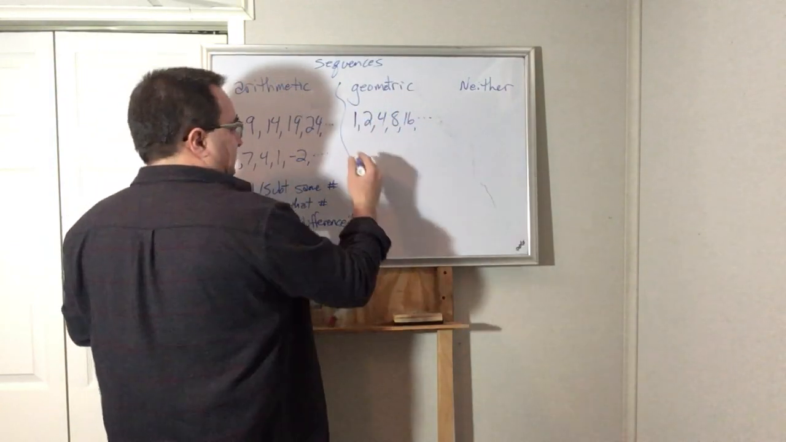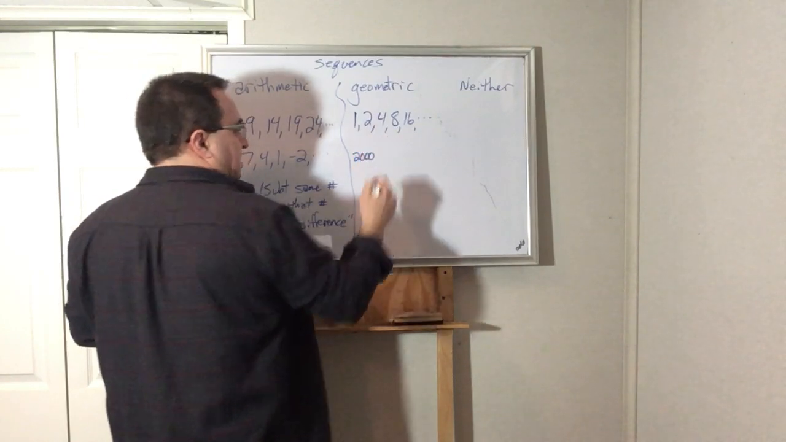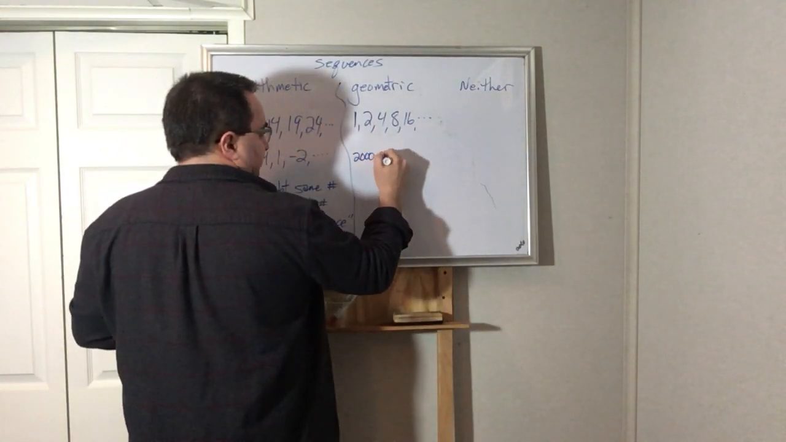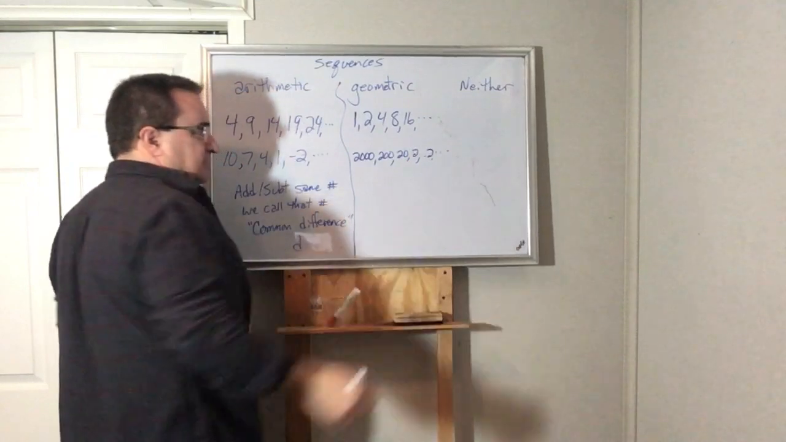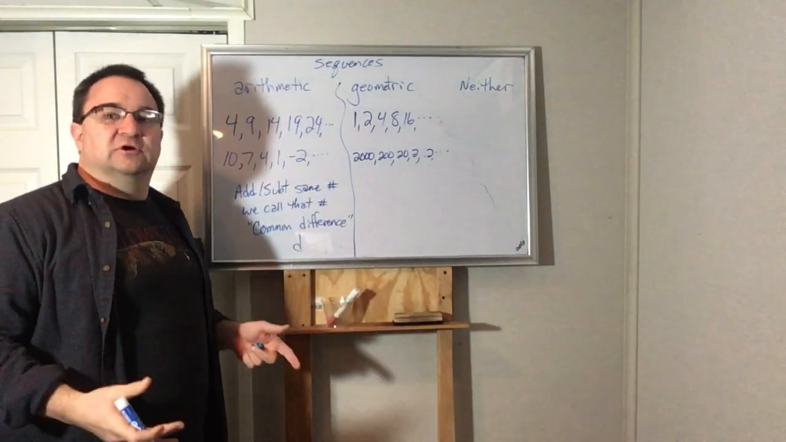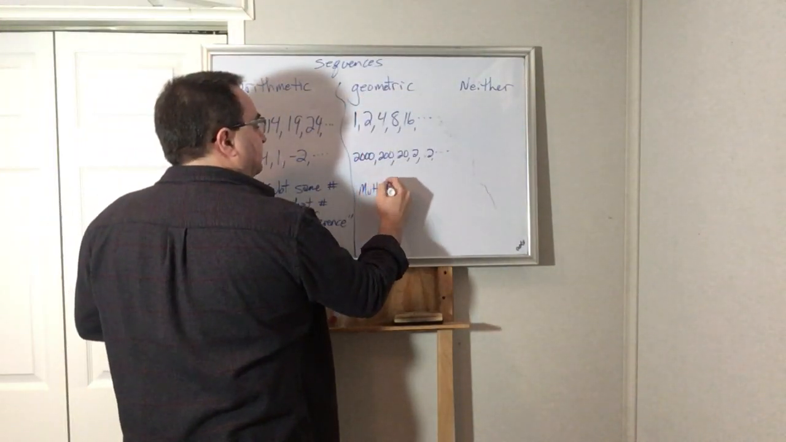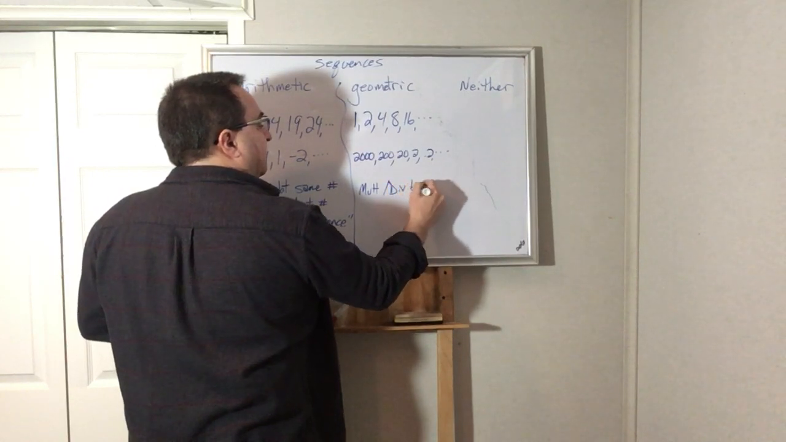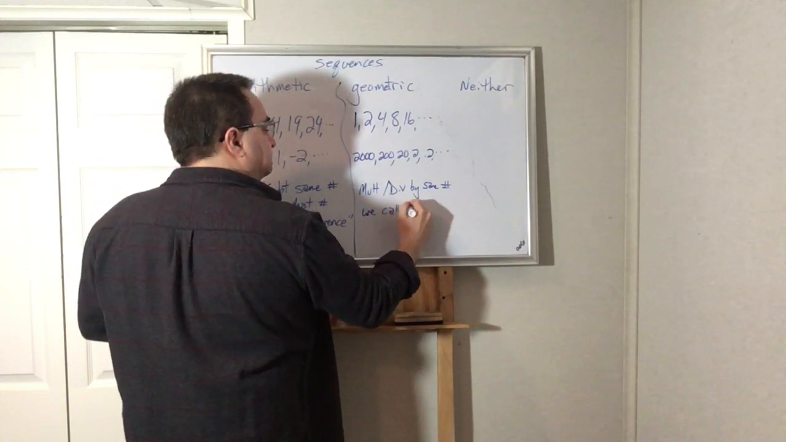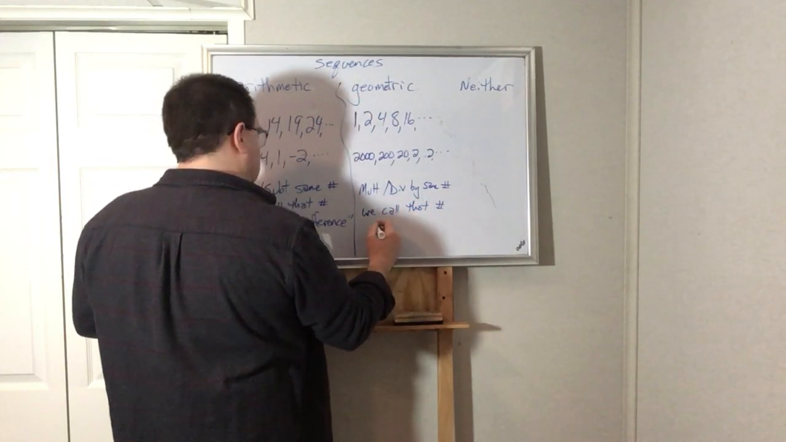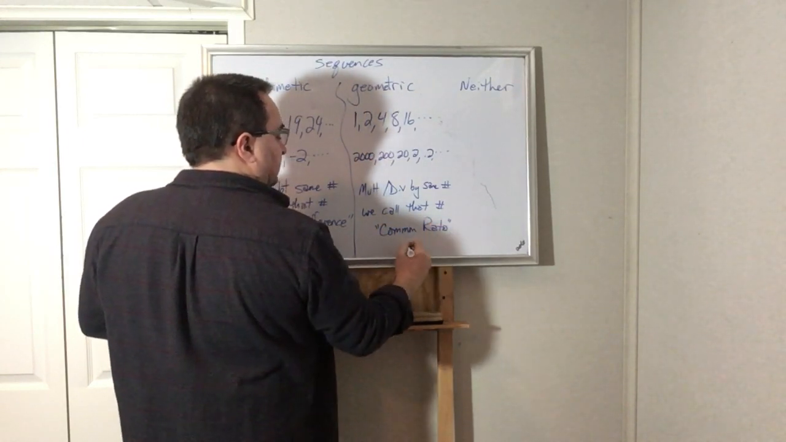I could also divide. Let's say I started with 2,000, and I divide by 10 every time. Then I'd have 200, and then 20, and then 2, and then 0.2, and on you go. And I get the next term by dividing by the same thing. So geometric, you multiply or divide by the same number. We call that number the common ratio. And we use the letter R for that.